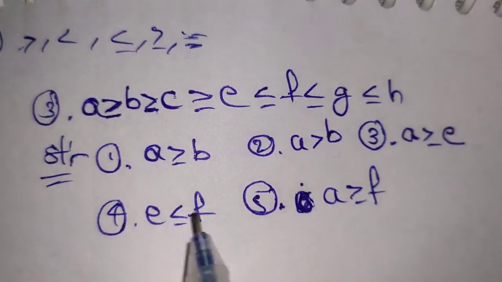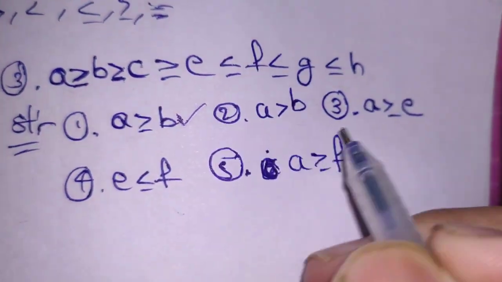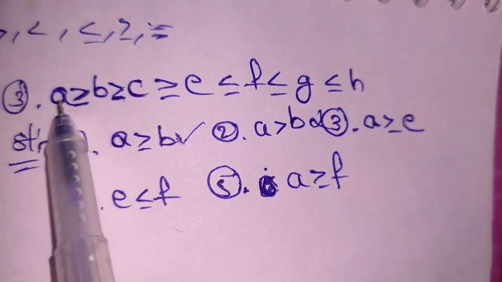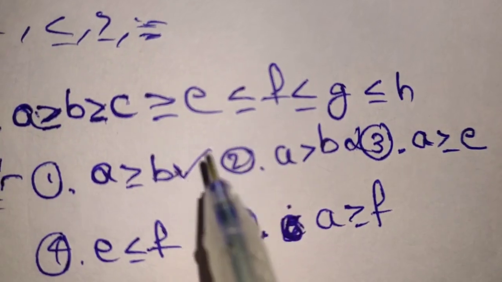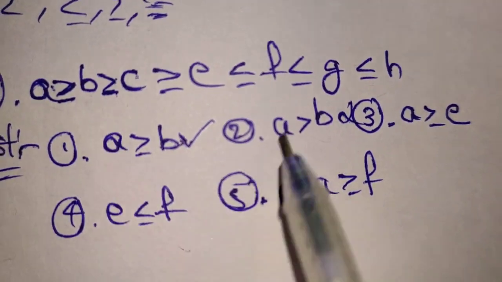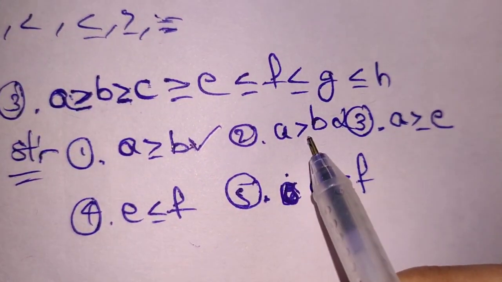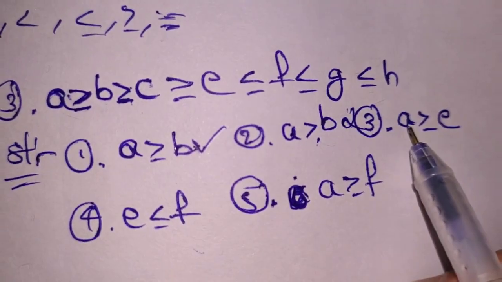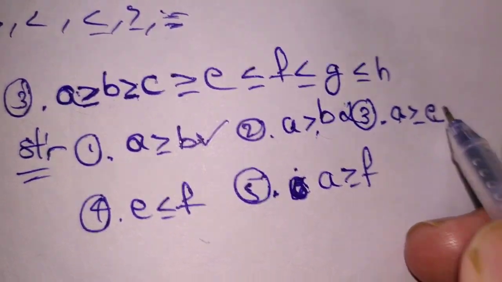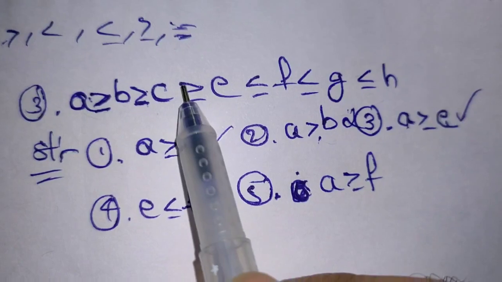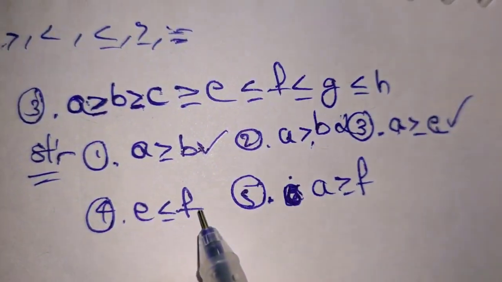You will see the statements: a is greater than or equal to b, it is true; a is greater than b, it is false. Because in the question itself they are saying that a is greater than or equal to b, so in the statement they gave that a is greater than b, so it is false. Next, a is greater than or equal to e. Yes, it is true, because in the question itself it says that a is greater than or equal to e.